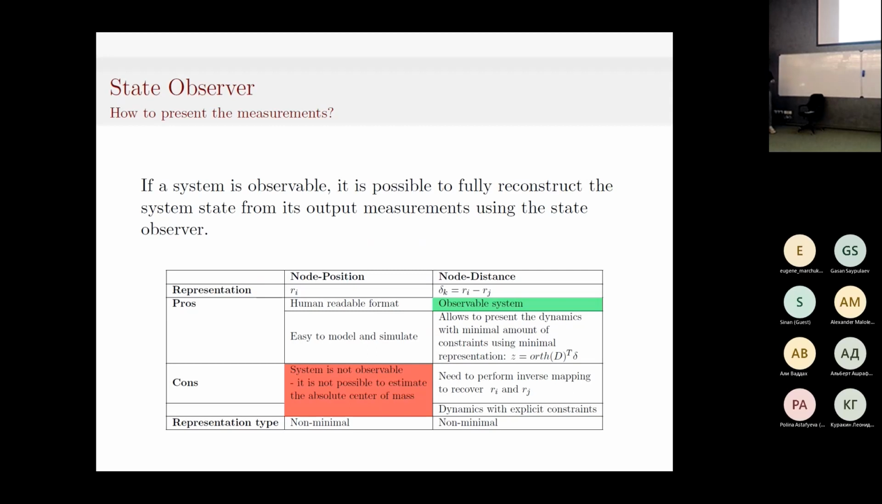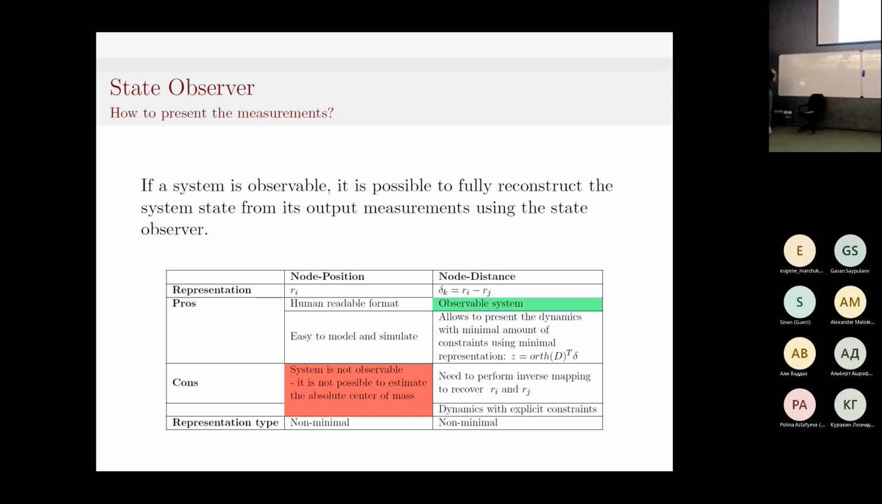The most common approach is to present the tensegrity structure as positions of nodes. So the state will be presented as node positions. It is easy to model and simulate. It is a human-readable format. However, the system is not observable. We are trying to design an observer for our system. First, we need to somehow handle this issue.